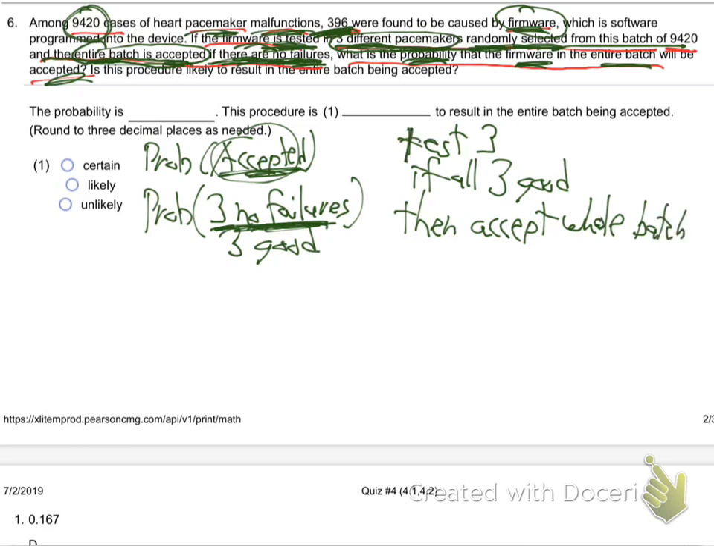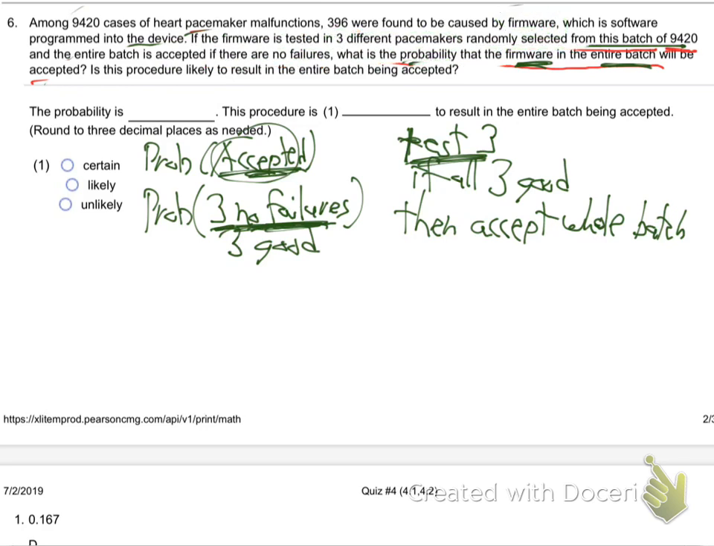Well, how we know if that's a good plan is we see, well, what's the probability that they're going to end up accepting all these, right? Because we know we have some bad ones here. We know we have 396 that were bad because of firmware. So what's the chance of 3 goods in a row?